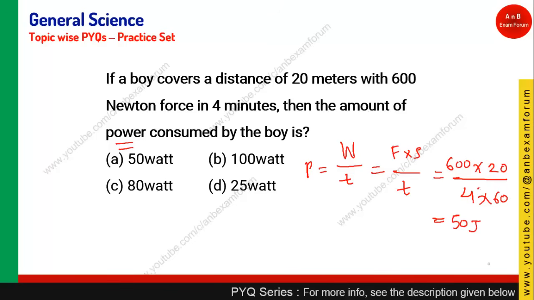Let's calculate it. 4 5s are 20, it is 10, so 5 into 10, 50. So 50 joule per second, or in other words 50 watt is the answer. So option A is the right answer.